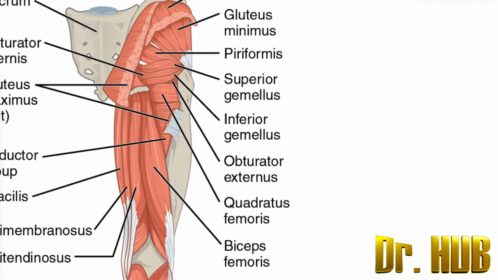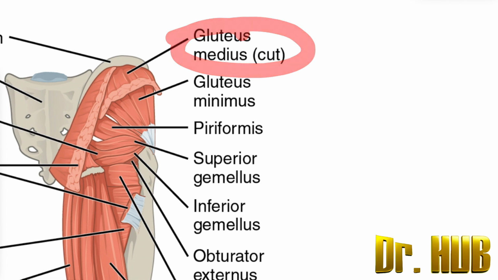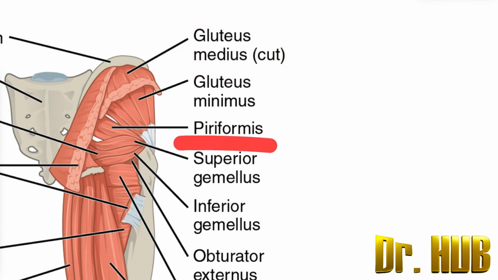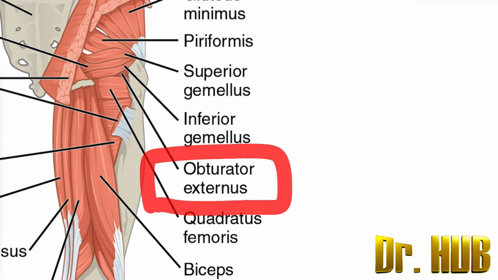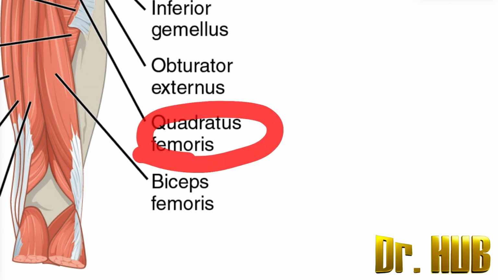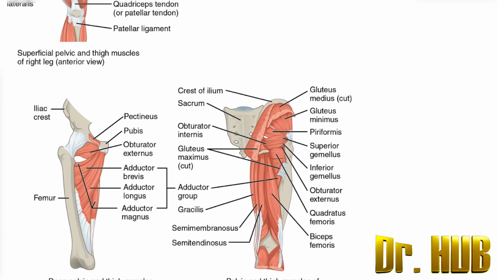Then on the other hand, let's look at the muscles. There is a gluteus medius. We have already discussed the insertion of the gluteus muscles in the other video. There is a gluteus medius, this is cut, and there is a gluteus minimus. There is the piriformis, the superior gemellus, and also the inferior gemellus. There is obturator externus, quadratus femoris as well as biceps femoris. So this is nothing but the muscles.